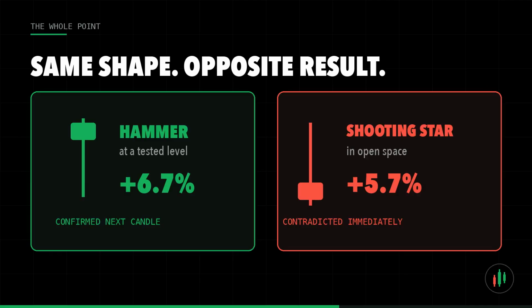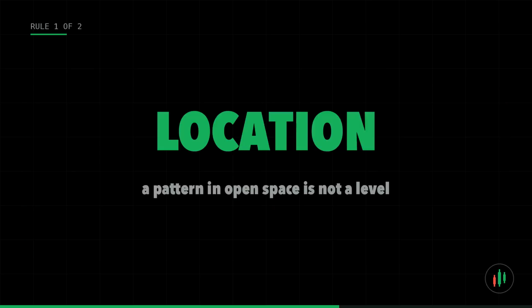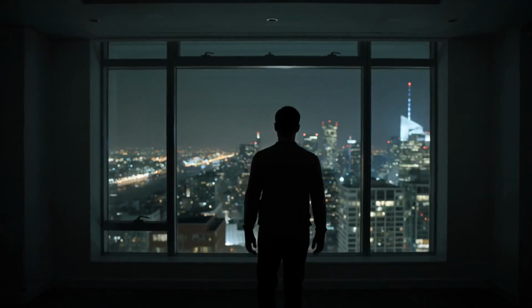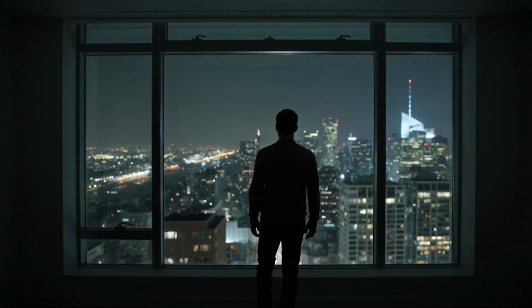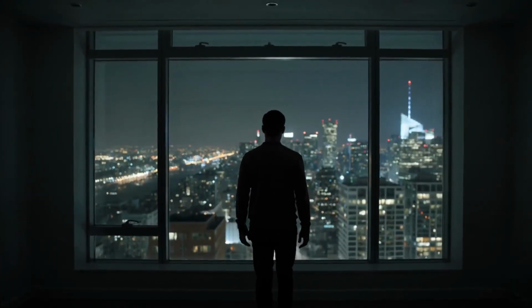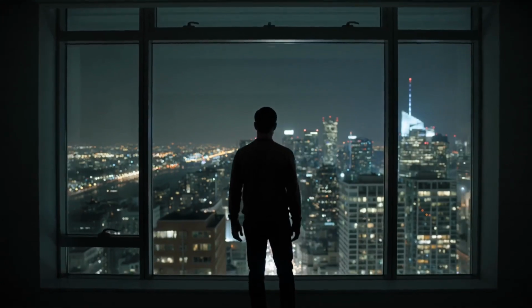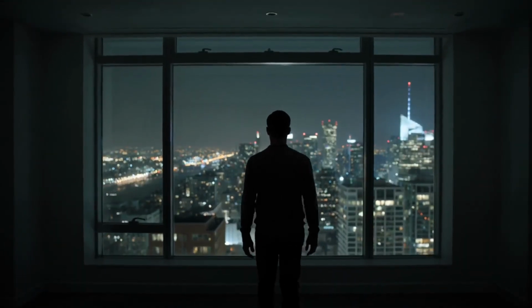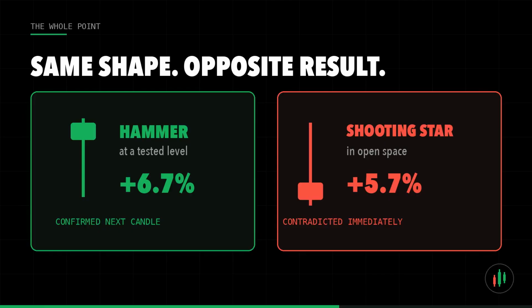Rule 1, location. The hammer formed inside a zone where buyers had already shown up 5 days earlier. There was a reason for someone to buy there. Both shooting stars formed with nothing above them. No ceiling, no prior level, no area where sellers had ever defended. A rejection candle in open space is just one 4-hour period where sellers happen to win. It is not a level. A pattern is a clue about who is winning. The level is the reason anybody is fighting there in the first place.